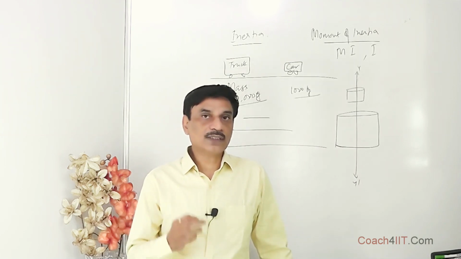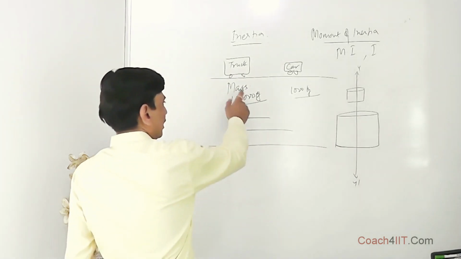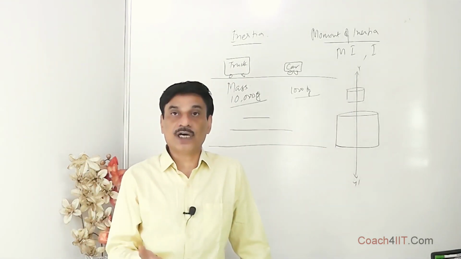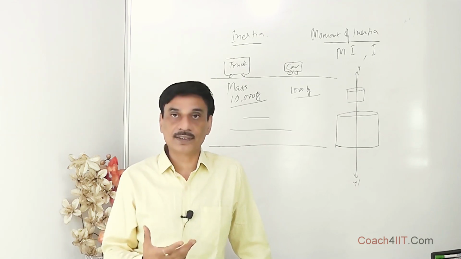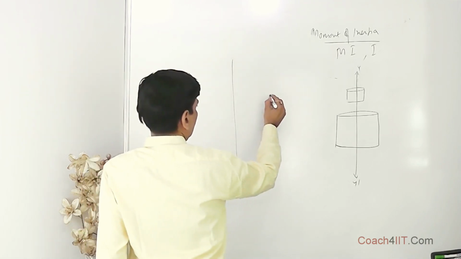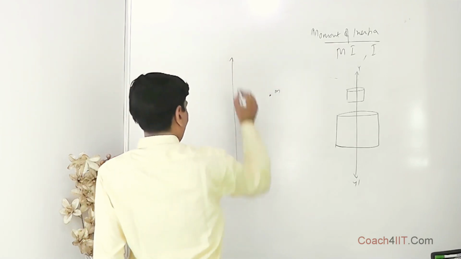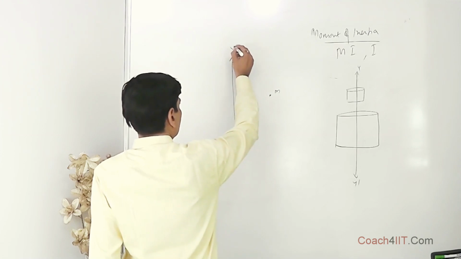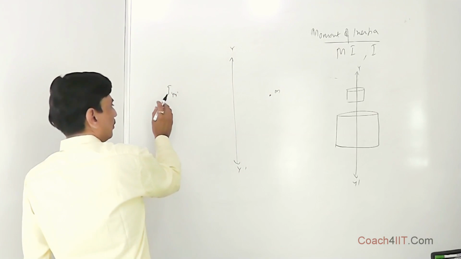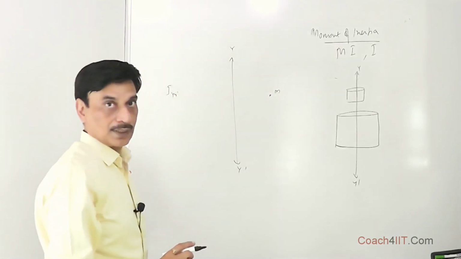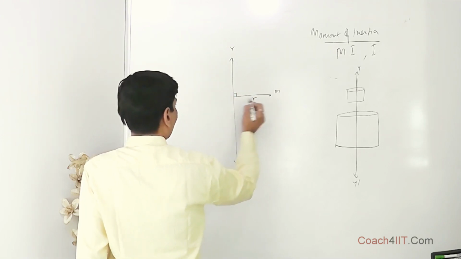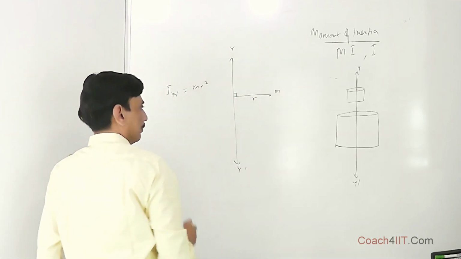Once again, as we quantified inertia in terms of mass, similarly we have to quantify moment of inertia. How are we going to measure it? When we say moment of inertia of a body about an axis, suppose this is a particle of mass m and this axis is denoted by, let's say, y dash. So we say I y dash. It means the moment of inertia of this particle about this axis, where the perpendicular distance is r, is m r square.